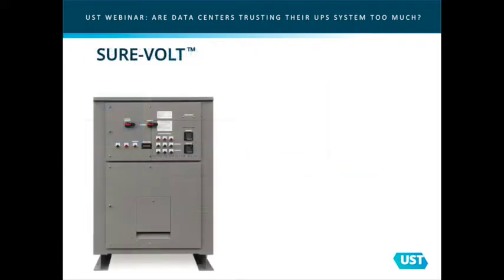So taking a closer look at the EVR, the UST SureVolt, just to give you some basic design characteristics. Our standard output is plus or minus 3%. We also offer a product where we can tighten that regulation to 2%. So depending on the application and the site conditions, we can provide very tightly regulated power 24/7 to the load.